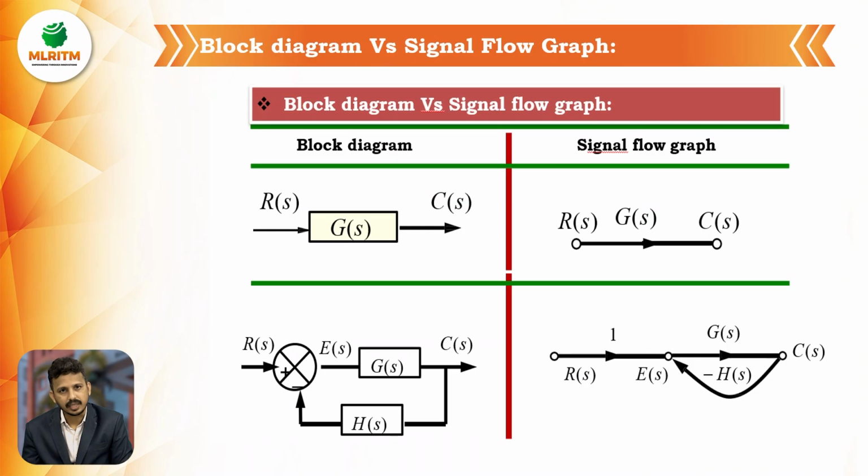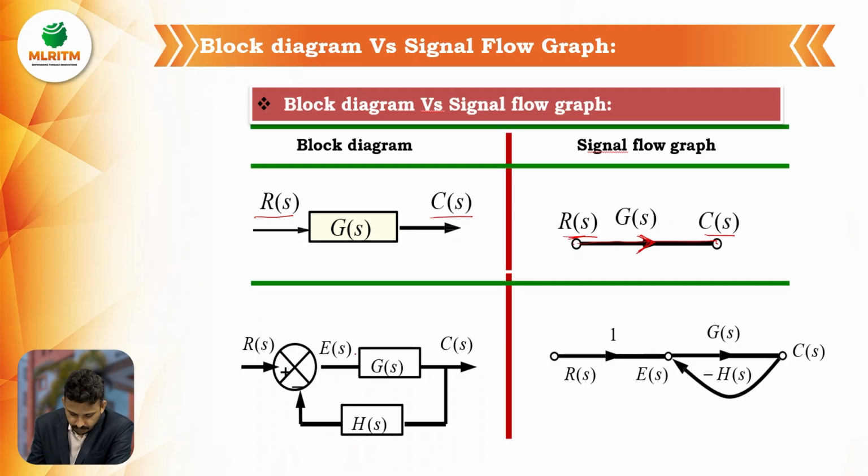Next, block diagram versus signal flow graph. We can represent a block diagram with a signal flow graph. In this example, see here, the block diagram has a block with input R of S and output C of S, and G of S is the gain. We can represent this block diagram as a signal flow graph like this. The signal is traveling from input node to output node, so the arrow has to be from left to right, from input to output. R of S is the input, C of S is the output, and G of S is the gain of the block.